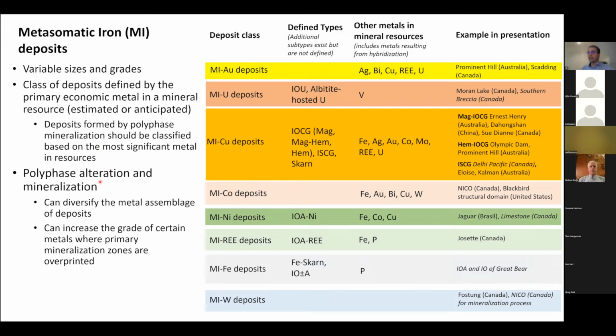Polyphase alteration and mineralization is also good, because if new fluids are interacting with pre-concentrated metals, these metals can potentially be remobilized and concentrated as the fluids are recirculating, dissolving and reprecipitating the minerals, and then they can in the end concentrate certain metals, and this can benefit the economics of certain zones in these deposits.